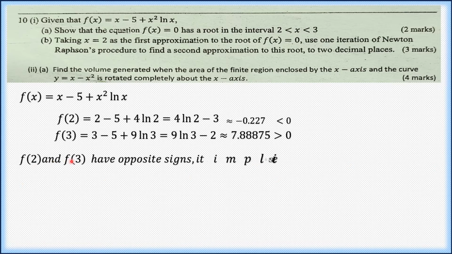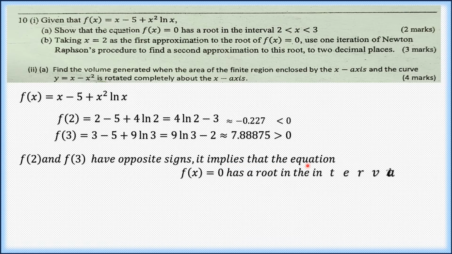We have that since they have opposite signs, it implies the equation f of x equals 0 has a root in this interval. This is what you're supposed to do for the first part.